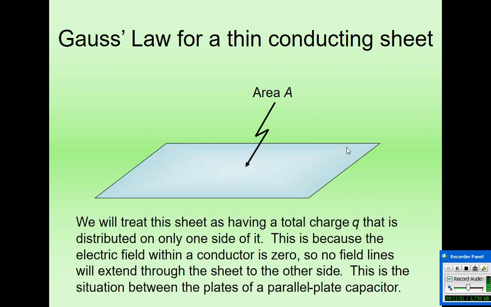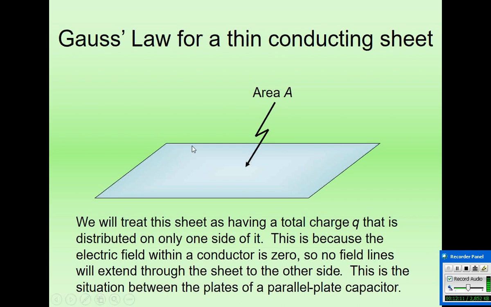This is the situation like between the plates of a parallel plate capacitor. In a parallel plate capacitor, the negatively charged plate, the negative charges collect on one side of the sheet. The positive charges in the positively charged plate collect on one side of the sheet. They don't distribute on both sides of the sheet.